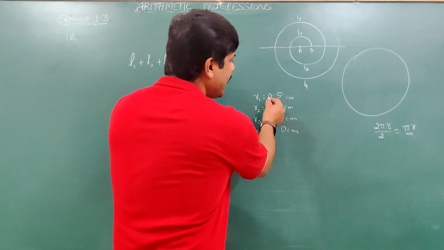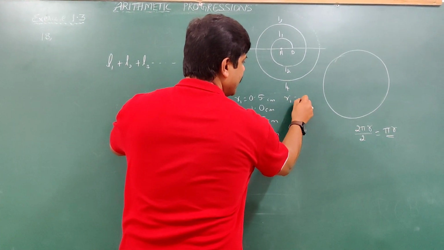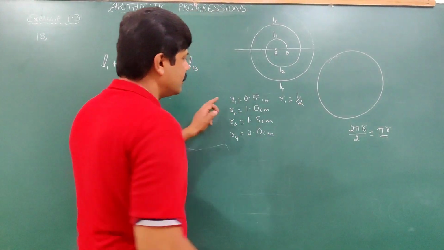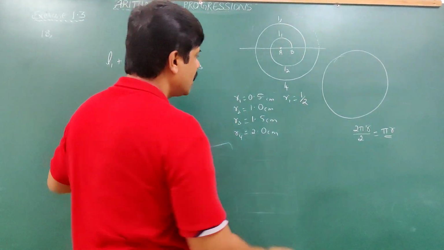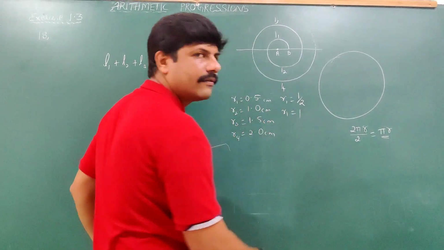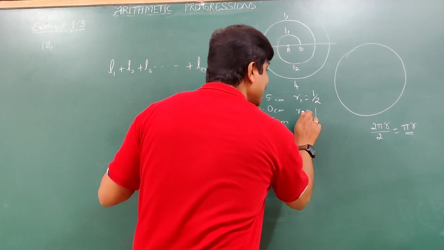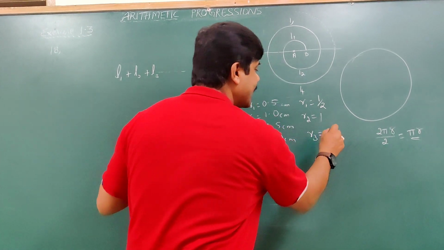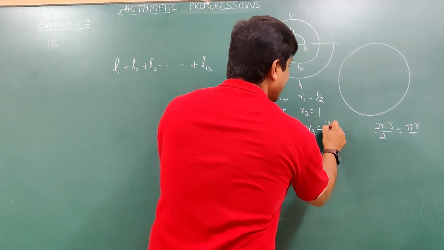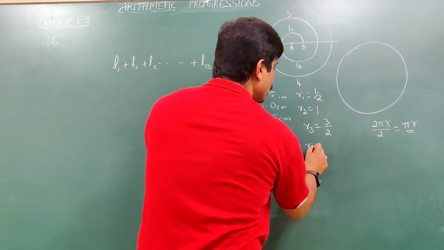Okay. What is 0.5? 0.5 is nothing but 1 by 2. 1 is 1 itself. What is 1.5? 1.5 can also be written as 3 by 2, and 2 is 2 itself.